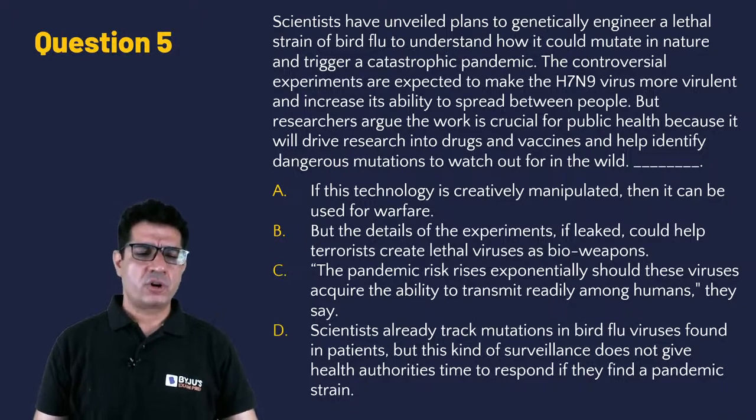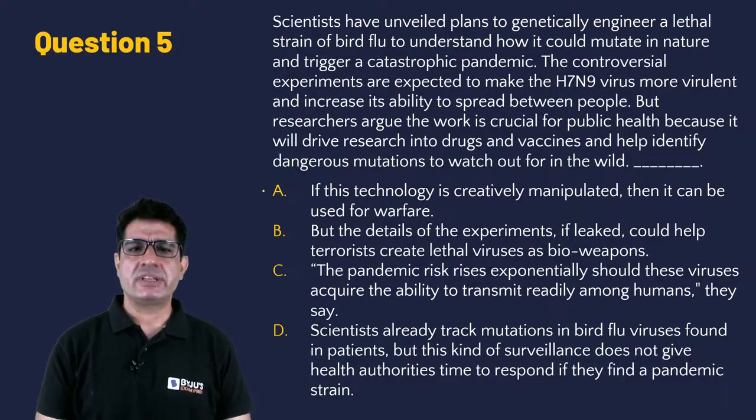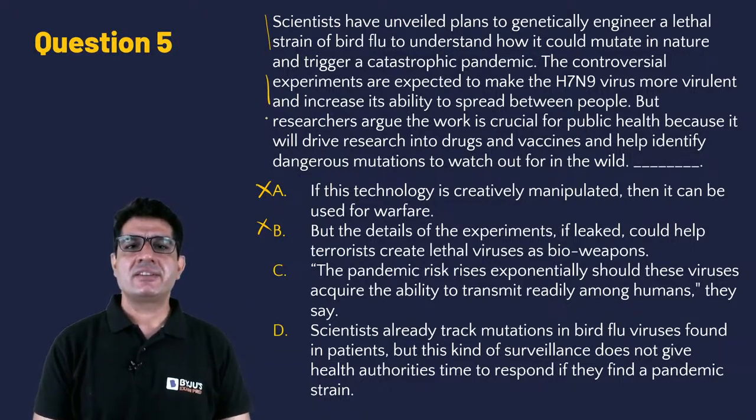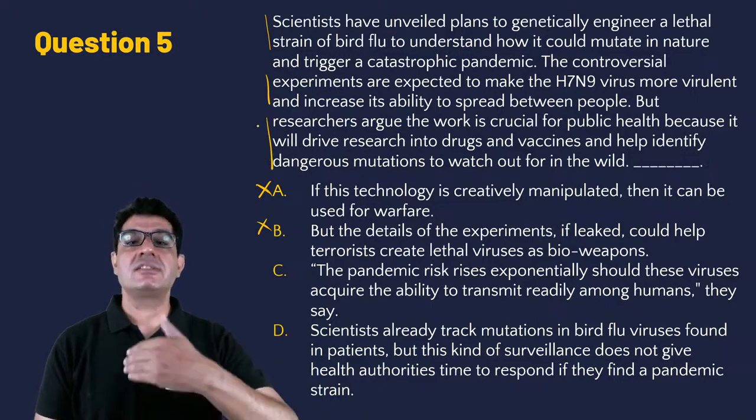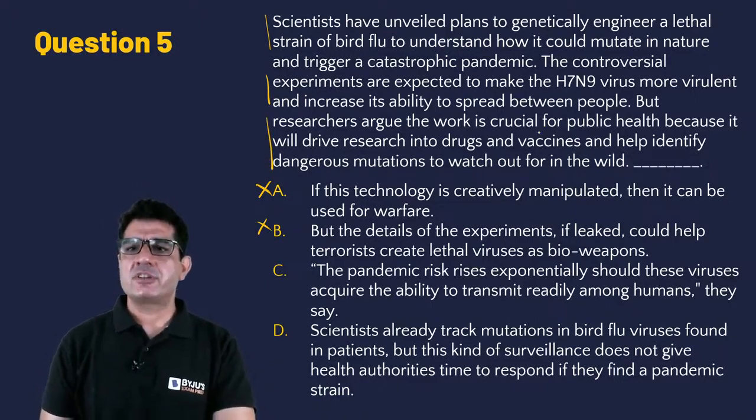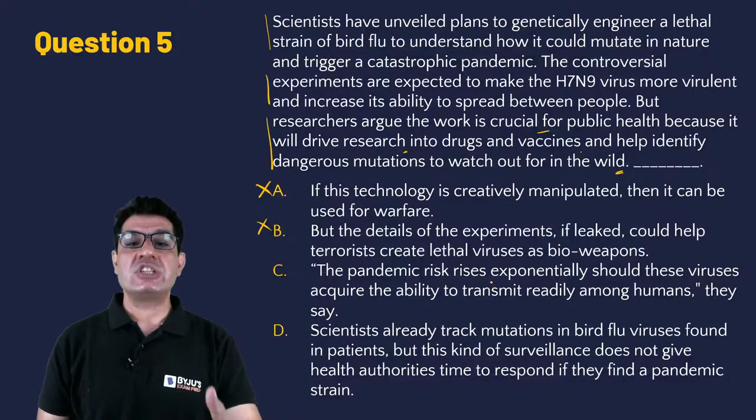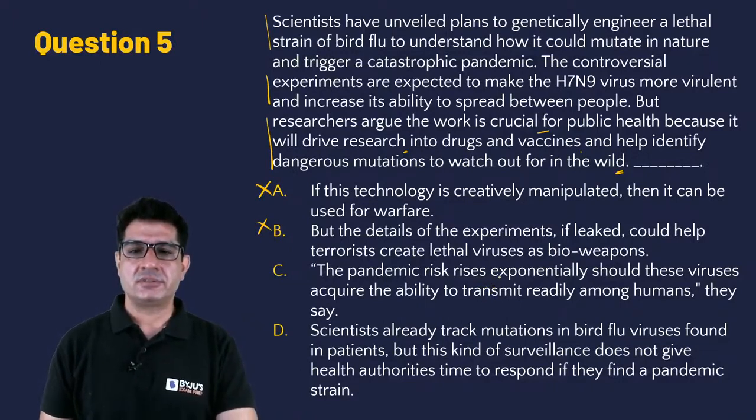Okay, so I think if we go ahead and use elimination, A and B are easy to rule out. Why? The paragraph introduces something, then talks about the negative aspects, and then researchers talk about how or why this is important. Okay, the work is crucial for public health. It will drive the research into drugs and vaccine and help identify dangerous mutations to watch out for in the wild. So why this research needs to be carried out. So that essentially leaves you with C and D.